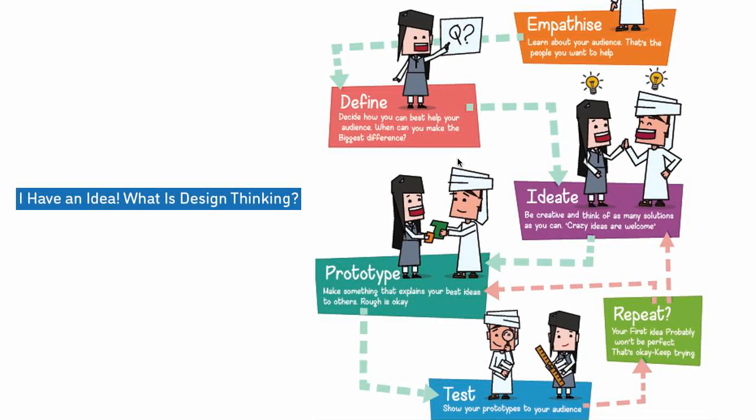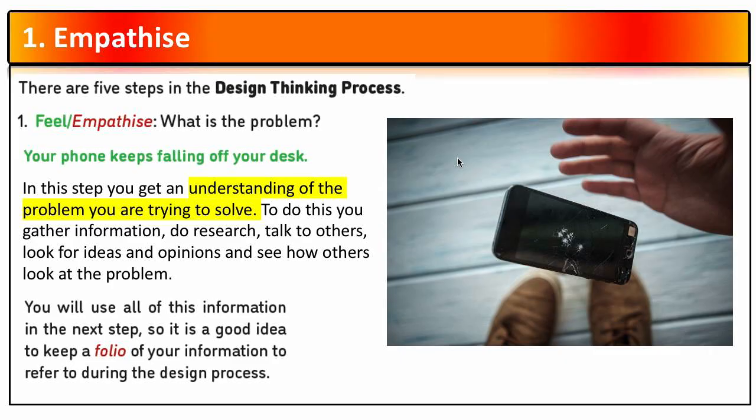Now, the cycle that we're going to focus on is 5 steps. First one being empathize. The second one being define. The third one being ideate. The fourth one being prototype. And the fifth, test your prototype. Let's have a look at the first step in the design thinking process.